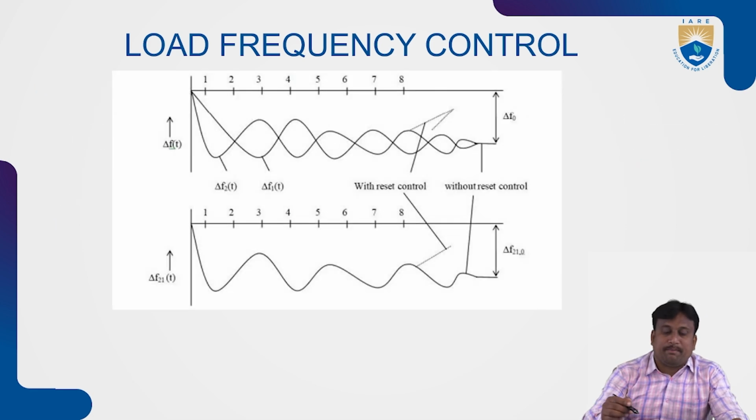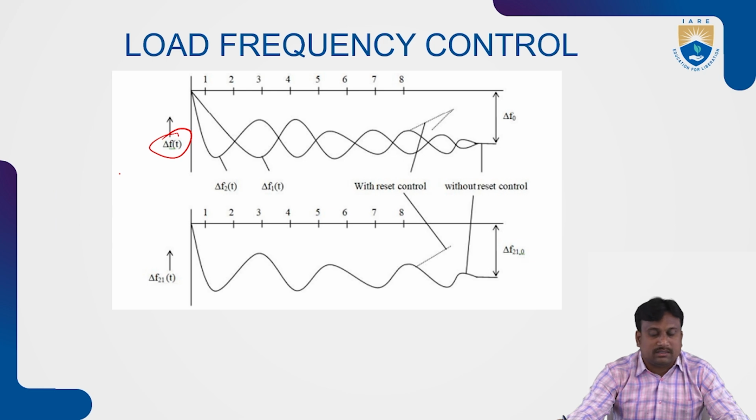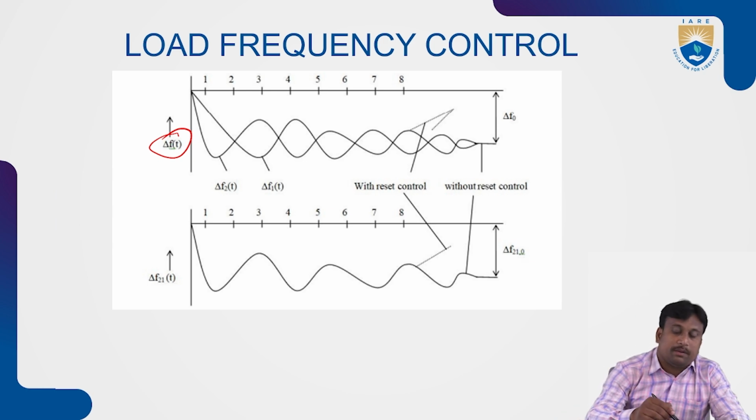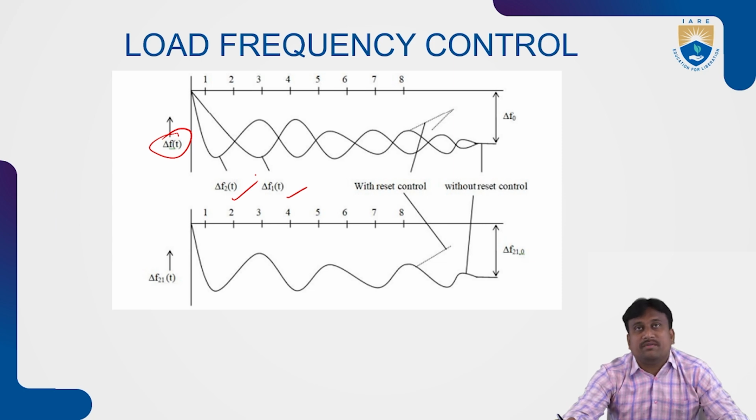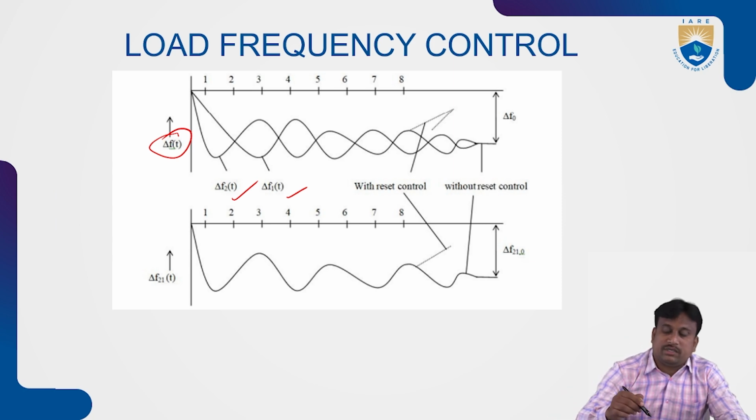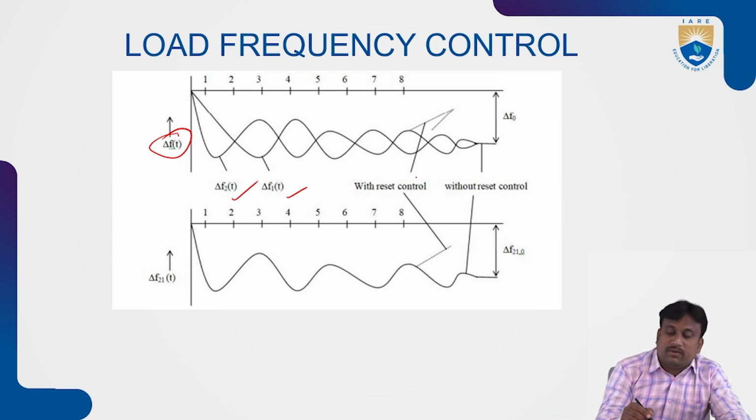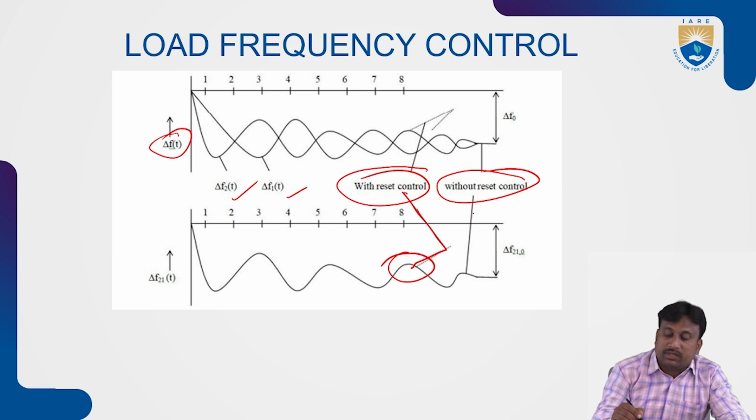So coming to the damping cases, as there is a change in frequency function as delta f of t, it may be represented with f1 of t with changeover and f2 of t with changeover. These oscillations may be reset with reset control and without reset control. So with reset control, the variations take place at this location. Without reset control, this may be reached at this location. That means f2 of t is achieved with this function.